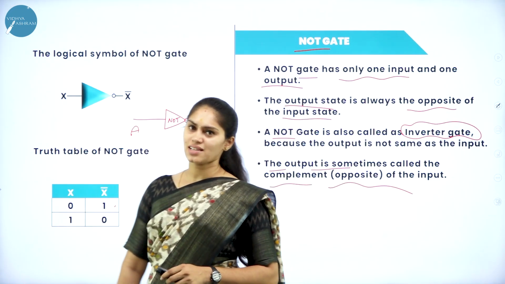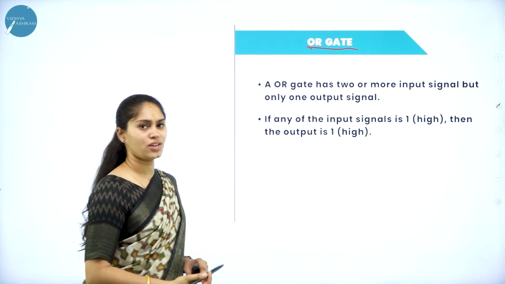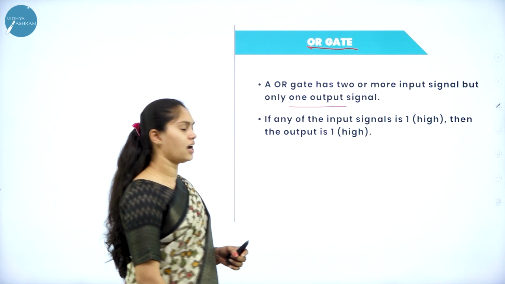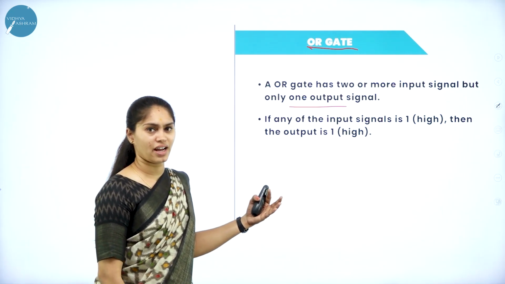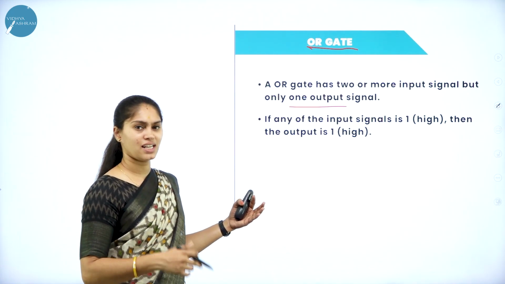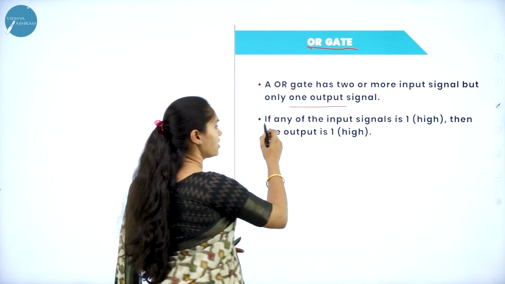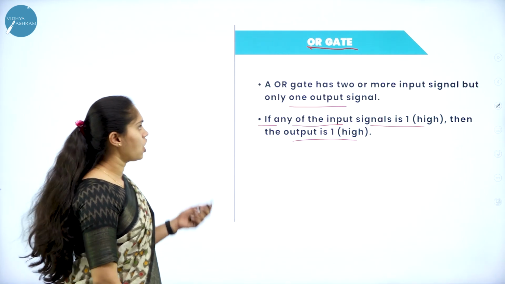We'll see the next type, that is related to the OR gate. It also deals with two or more input signals, but it produces only one output signal. The output is 1 if any one of the input signals is high, because we are performing Boolean addition. So if any of the input signals is high, then the output will be high for this OR gate.